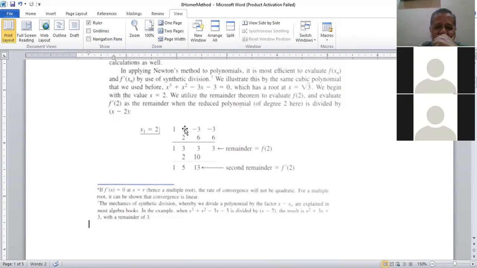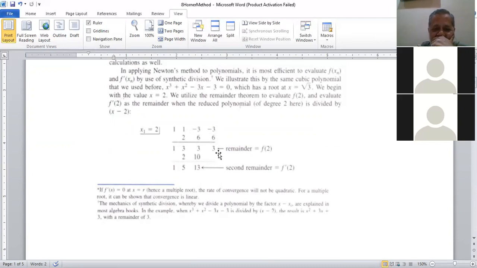स्टार्टिंग विद कोएफिशिएंट्स 1 1 -3 -3. x -2 से डिवाइड करने का मतलब है मैं अपने प्रोसेस में 2 को इस्तेमाल करूंगा. सिंथेटिक डिवीजन क्या करती है, पहला कोएफिशिएंट एज इट इज उतार लेती है, उसके बाद 2 मल्टीप्लाइड बाई 1 इज प्लेस्ड हियर. ये दोनों नंबर ऐड किए जाते हैं, रिजल्ट इज 3. 3 मल्टीप्लाइड बाई 2 इज प्लेस्ड हियर. ये दोनों नंबर ऐड किए जाते हैं, रिजल्ट इज 3. 3 मल्टीप्लाइड बाई 2 इज प्लेस्ड हियर, और इन दोनों का सम 3.